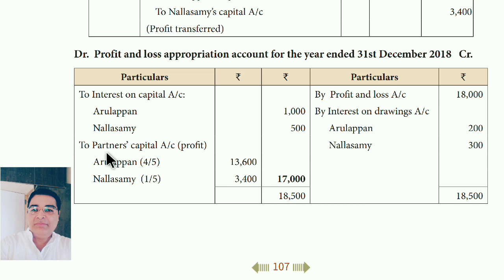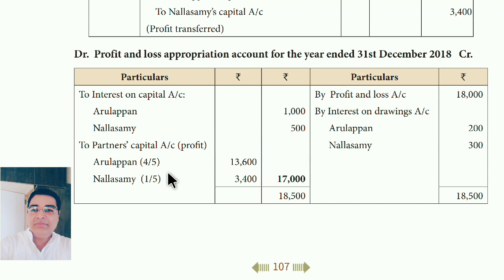Then you write here the partners' capital accounts, profit for Arulappan and Nallaswamy. This 18,500 minus 1,500 will get 17,000. 17,000 into 4 by 5, and 17,000 into 1 by 5. So 17,000 into 4 by 5, you will get 13,600. 17,000 into 1 by 5, you will get 3,400. This 4:1 ratio is given in the first line, right hand side corner, see it, 4:1 given in the question first line. So that only we are calculating.